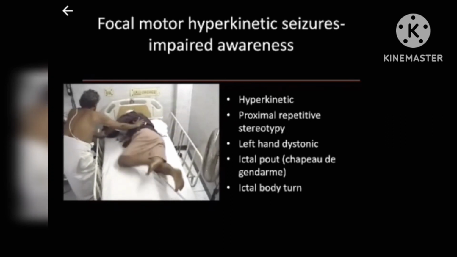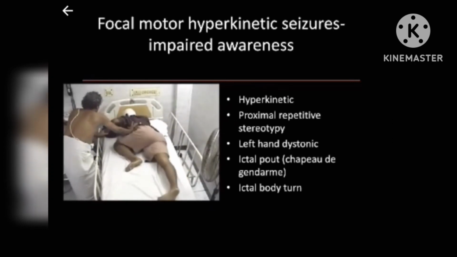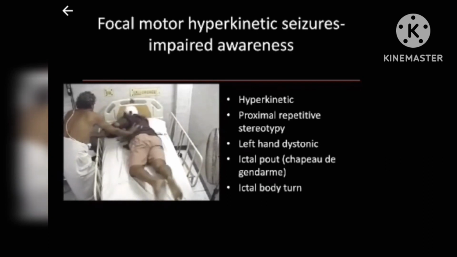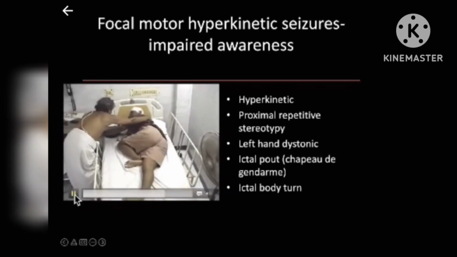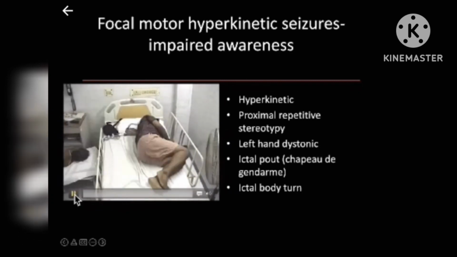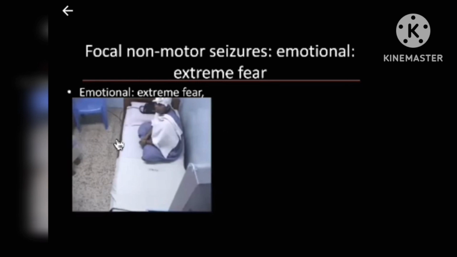No wonder the father is very upset. The boy is getting seizures every day, many times in the night, and this is the problem. This is also a seizure, a focal seizure with impaired awareness. And sometimes some of the seizures can be very brief and very emotional.